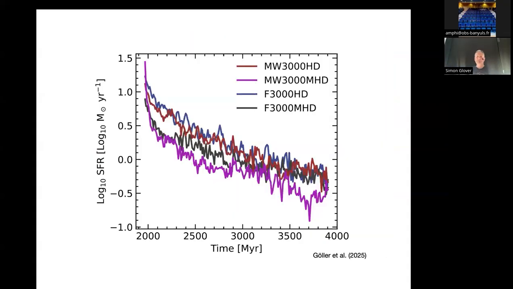Okay, now if we look at something like the star formation rate over time, this is what you get in these sorts of simulations. And you see if we compare the Milky Way version with the flat version, so the black and the purple curves, there are some differences, but they're relatively small. There is a bigger difference between whether we're doing a pure hydro or an MHD run than between the runs with two different potentials.